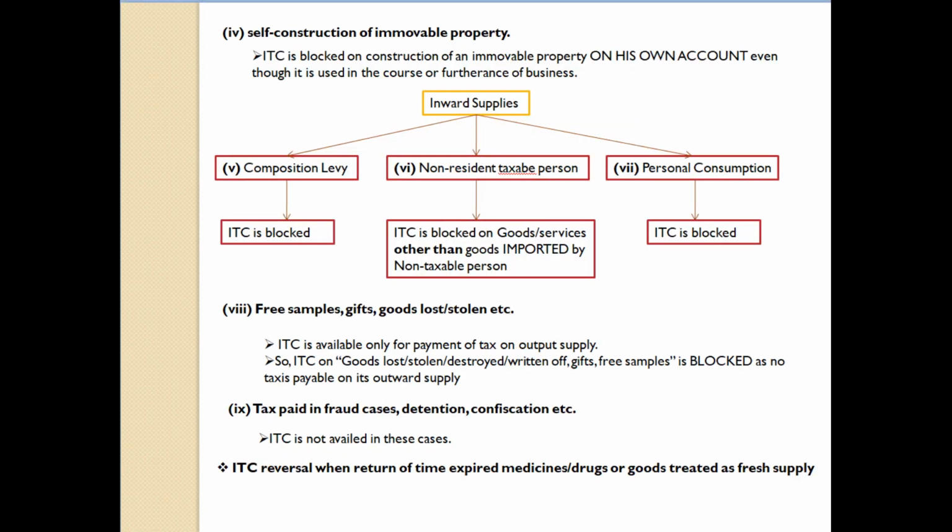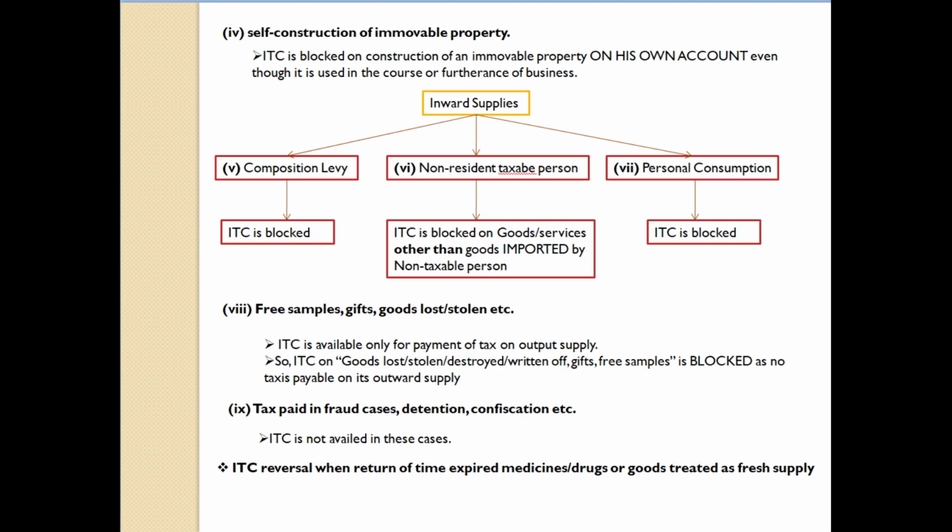And the next one is that ITC is not allowed on goods or services received by a taxable person for construction of an immovable property on his own account, even if it is used in the course or furtherance of business. And the next blocked credit is inward supplies. There are 3 kinds of inward supplies on which ITC is not allowed.